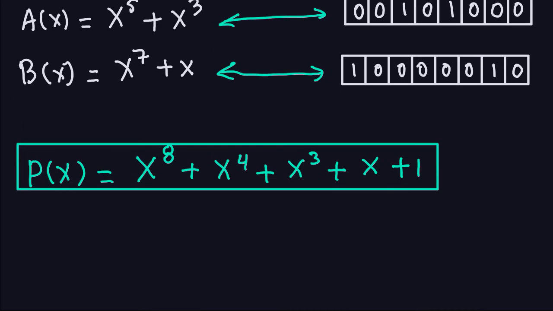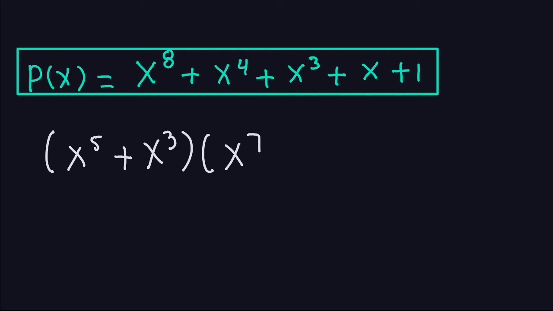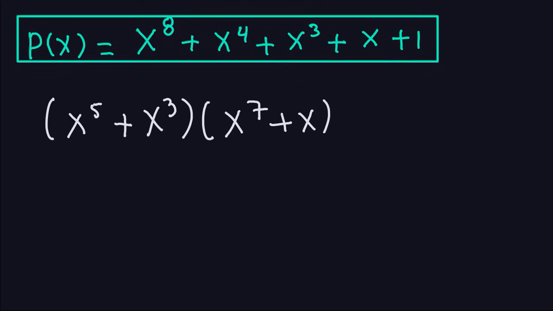All right, so let's go ahead and do the multiplication first. We're going to multiply a(x) times b(x) in a normal way. So let me do that over here. I'm going to take x to the fifth plus x cubed and multiply it by the other polynomial, which is x to the 7 plus x. Of course, we are talking about these two polynomials here. As you can see, x to the fifth plus x cubed, and x to the 7 plus x. All right, so let's do the multiplication.